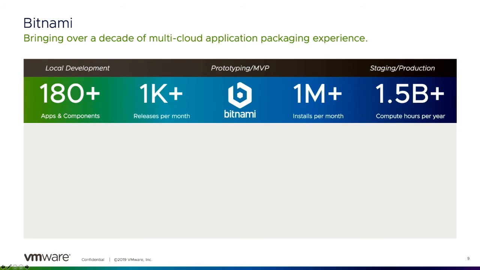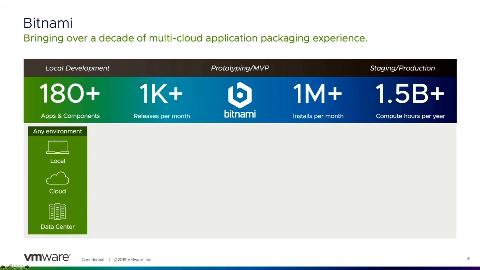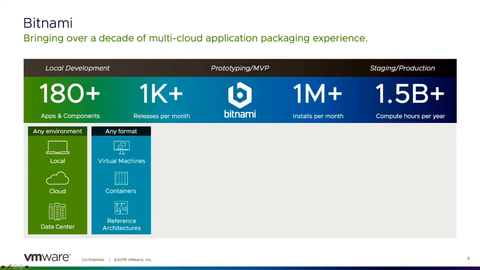So what does Bitnami do, and what has Bitnami done to help bridge that gap? A big part of what Bitnami does is maintain and create the Bitnami community catalog, which consists of 180 different applications, over 1,000 releases a month, over a million installs per month, and almost 1.5 billion compute hours per year generated by applications from the Bitnami community catalog. Bitnami maintains this catalog of applications that can run on any environment in any format.